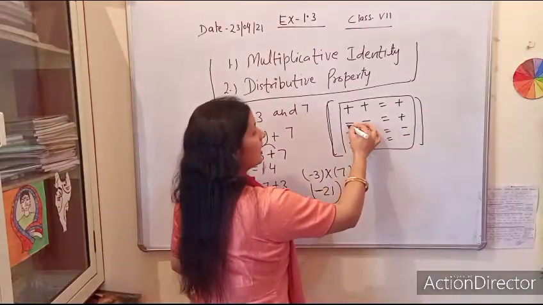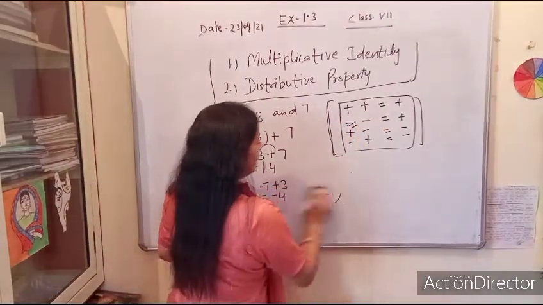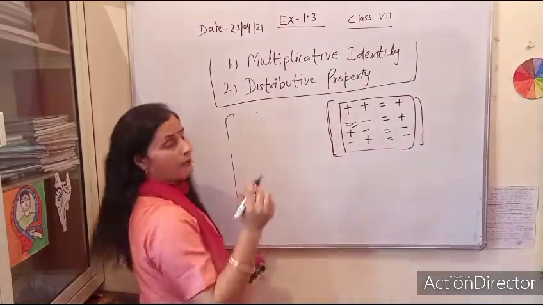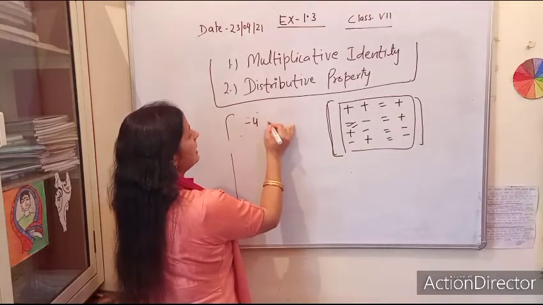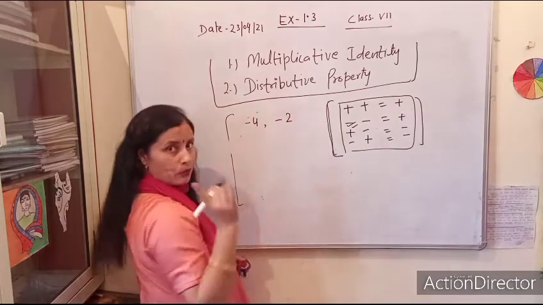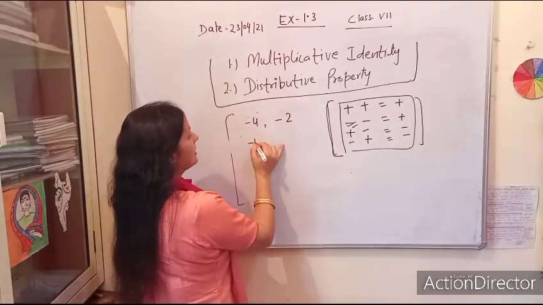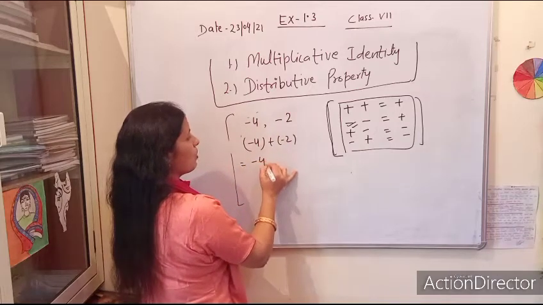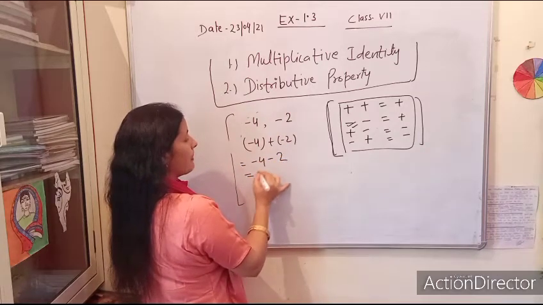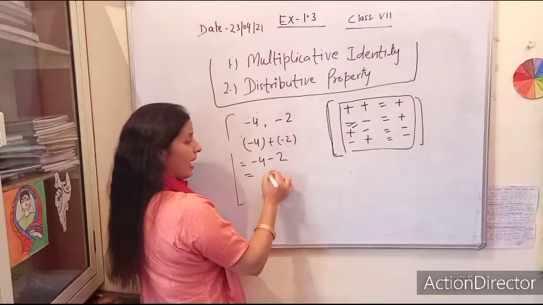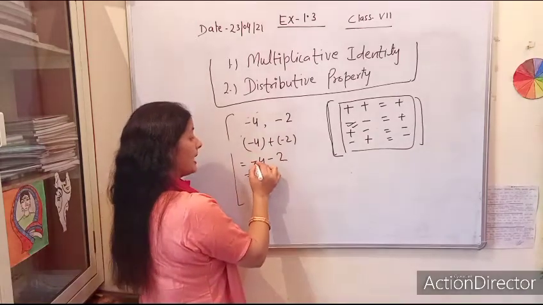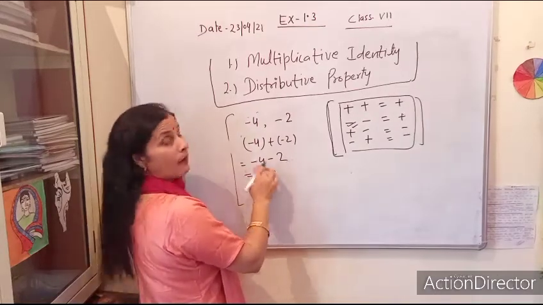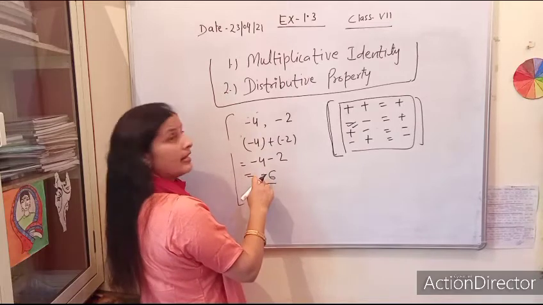Okay, let's see another example. Again we will do a comparison. If both integers have a negative sign, for example minus 3 and minus 2, we have two integers and now I am going to add them. Minus 4 plus minus 2: plus minus will become minus, and we add 4 and 2. The sign will be negative because both integers have a negative sign.